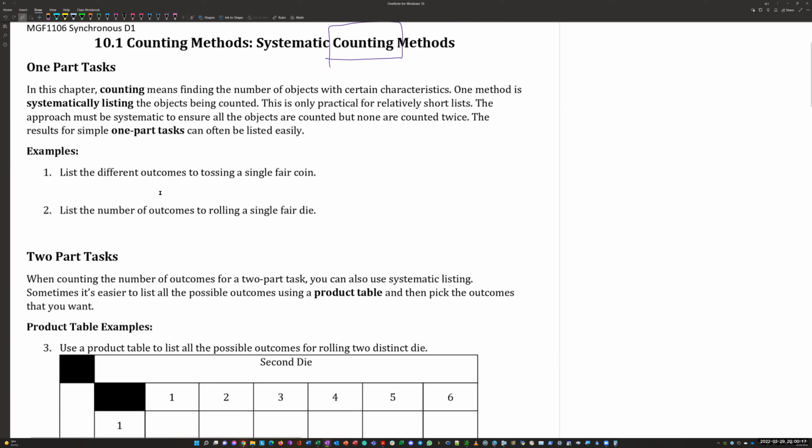List the different outcomes to tossing a fair coin. What are the different outcomes that are possible? Head or tail? Yep. So we would say there's two ways to do that. Is that correct? Yes. What are the different outcomes when rolling a die? 1, 2, 3, 4, 5, 6.